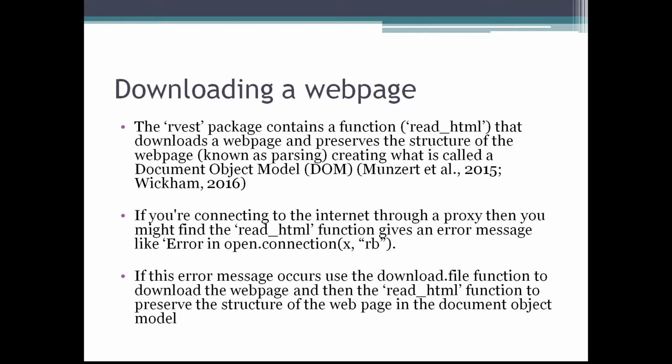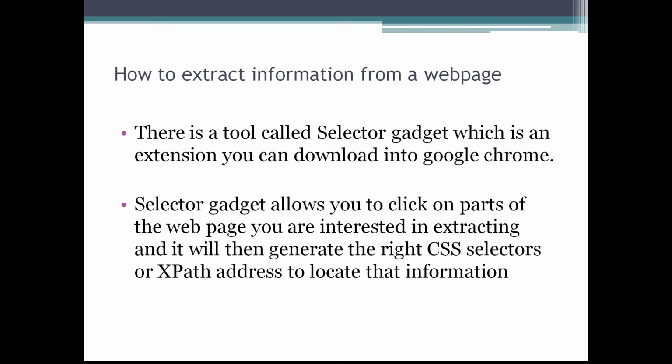You can use the download.file function to download the web page, and then use the read_html function on that downloaded web page. It's a slightly different way of doing things, but by adding in download.file, you'll get around the proxy error, and you'll still be able to use read_html to preserve the structure of the web page, creating your document object model, which you can then query. For most people, that shouldn't be an issue. The read_html function should just work fine as it is, and we'll look at that function in more detail in the example script.